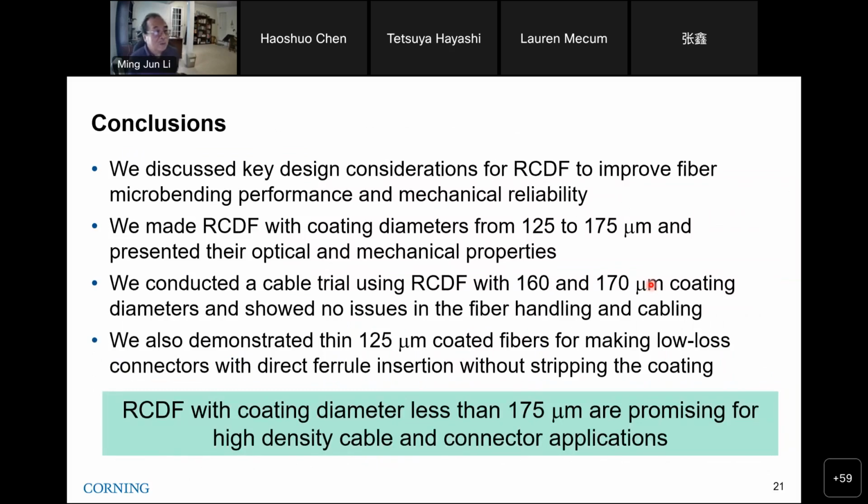Okay, that comes to the end of my talk. We have shown that the reduced coating diameter is promising for increasing the cable density. We have discussed the key design considerations for RCDF, and we show how to improve the microbending performance and the mechanical reliability. And we made the RCDF fibers with very good optical and mechanical performance.